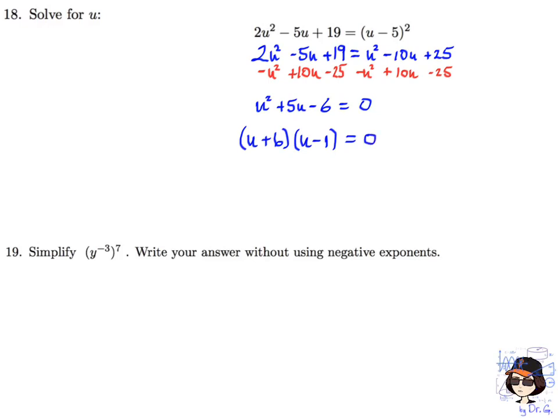And the zero product property says when you have two things multiplied together to equal 0, then at least one of those things had to be 0 to begin with. So u plus 6 is 0, or u minus 1 is 0. Okay, so now let's subtract 6 from both sides of this one. We get u equals negative 6. The other one, I just add 1 to both sides, and I get u equals positive 1. And that's my final answer.